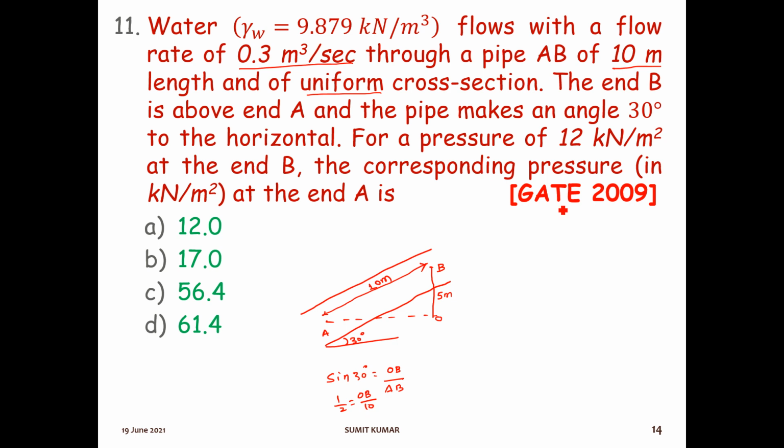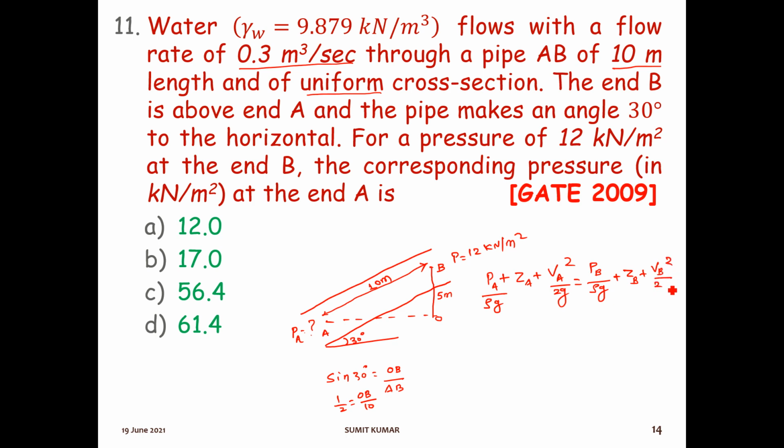Now, for a pressure of 12 kilonewton per square meter at the end B, so here P is equal to 12 kilonewton per meter square at B, we need to calculate the corresponding pressure at the end A. This is a very simple question. Just apply the Bernoulli equation: PA by rho G plus ZA plus VA square by 2G is equal to PB by rho G plus ZB plus VB square by 2G.